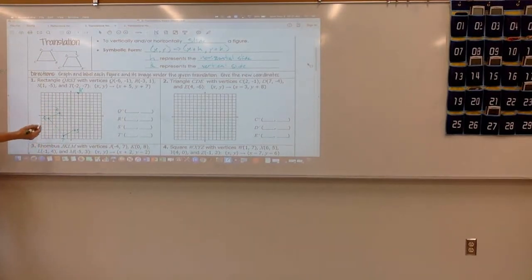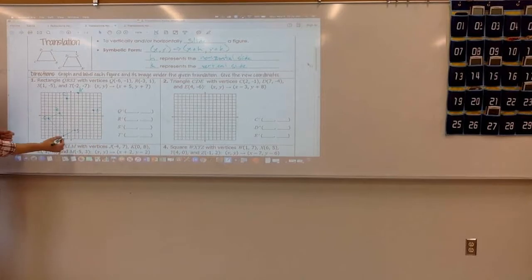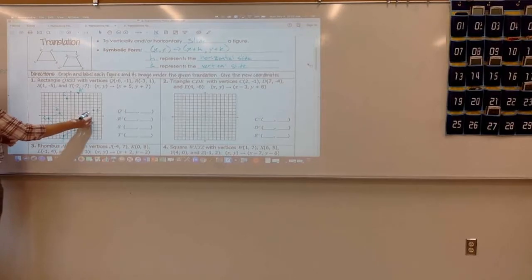And I'm just going to do the same thing for each coordinate. So Q, go right 1, 2, 3, 4, 5, and up 1, 2, 3, 4, 5, 6, 7. So that's Q prime. S prime, right 5, up 7. And finally, T, go right 5, up 7. So here is my figure shifted right 5, up 7.